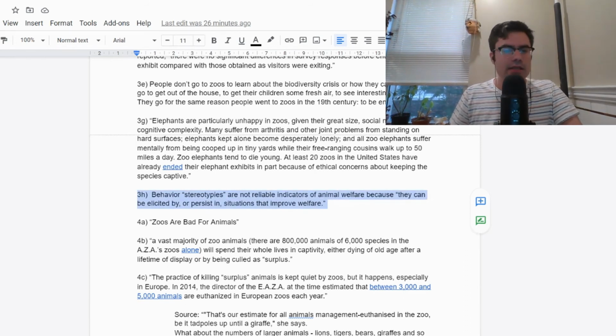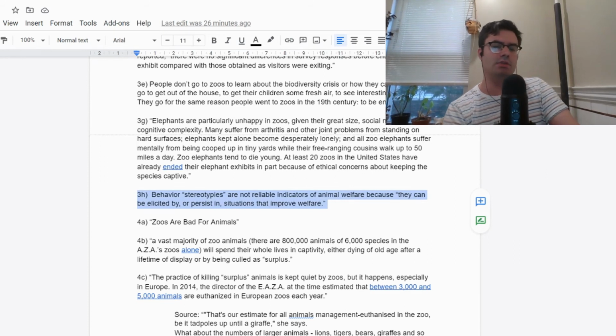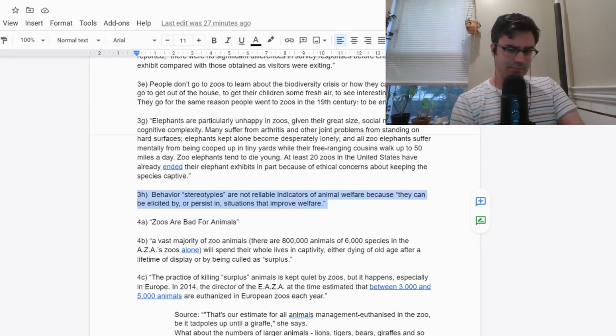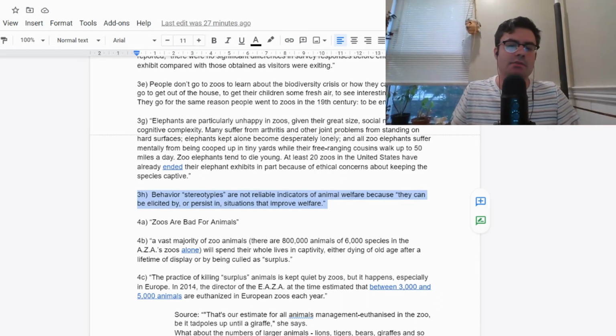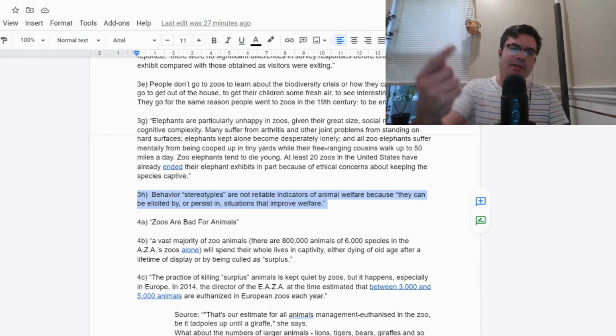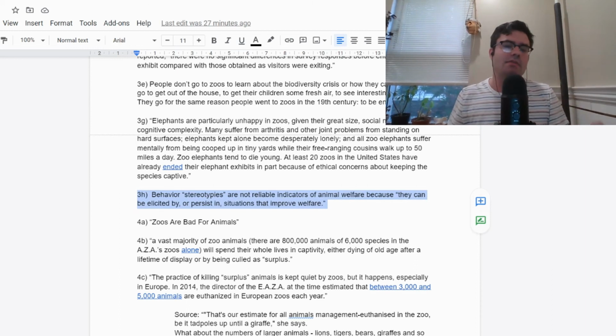While the study does show that, yes, in zoos, stereotypy behavior is increased in those kinds of situations, they actually conclude that these are not reliable indicators of animal welfare because they can be elicited by or persist in situations that improve welfare. So the fact that we see this kind of behavior in zoos, though intuitively or naively we might think, oh, that must mean that the animals are sad or unhappy, that's actually us anthropomorphizing. And the studies that she herself cites give this very different view. So we can't really take that as a reliable indicator.